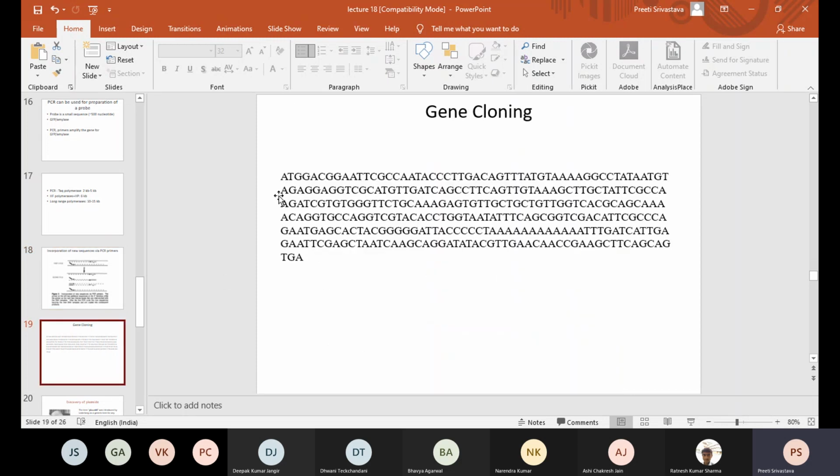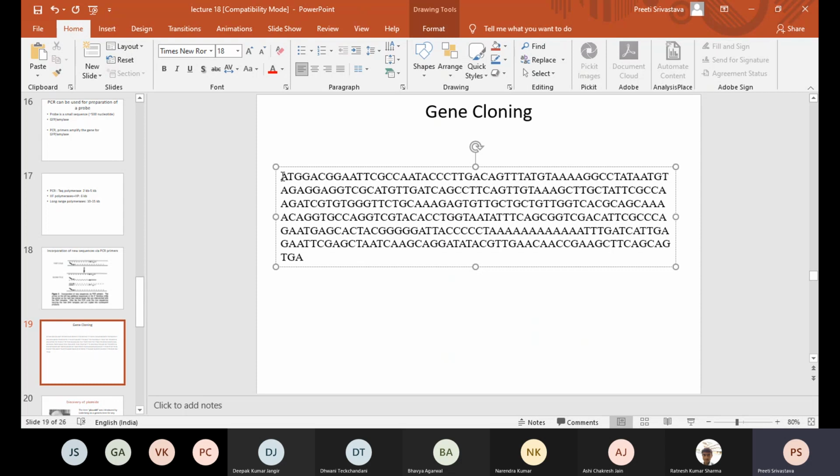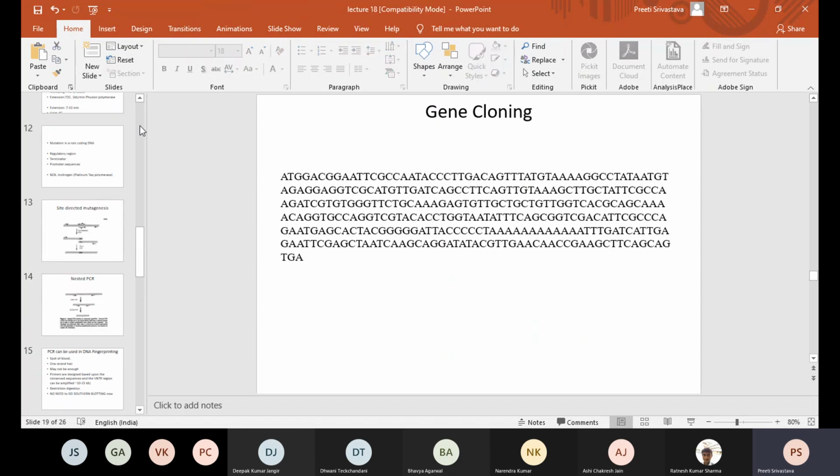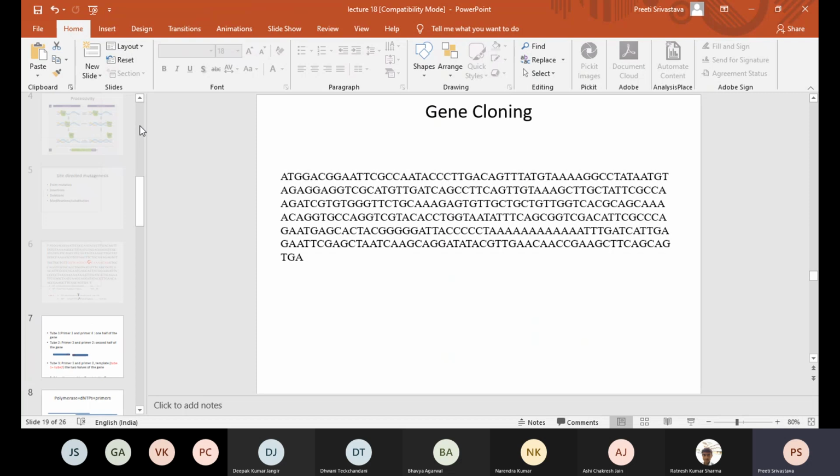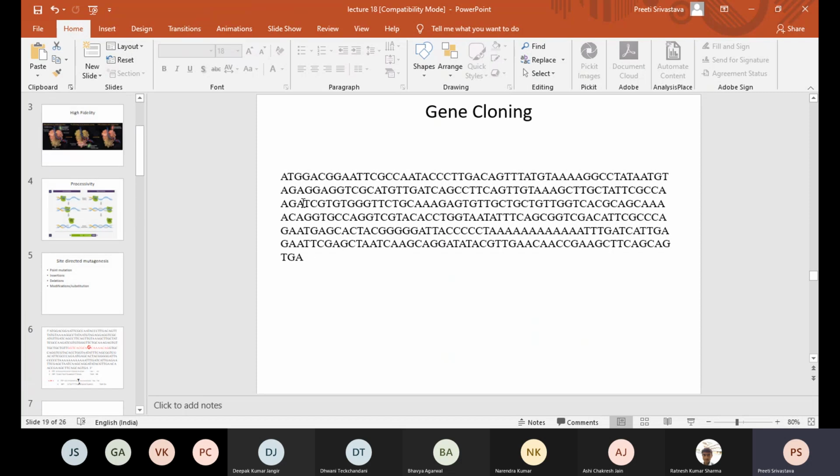So PCR can also be used for incorporation of new sequences, and here I would like to introduce you to the next topic, which is gene cloning. So PCR can be used for cloning a gene. This is exactly the same sequence for which we had designed the PCR primer. So I'm taking the same sequence. In this case, it is a coding DNA because it is starting with ATG and ending with TGA.